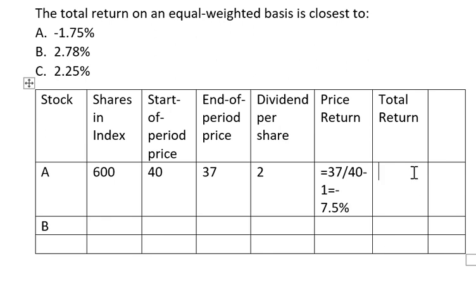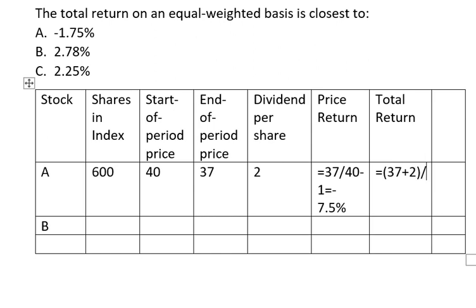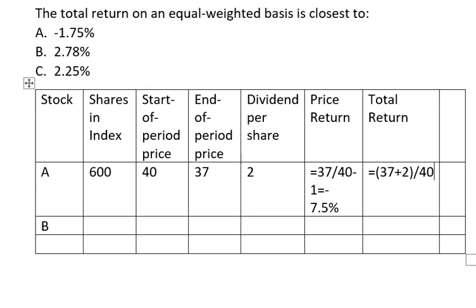The total return is 37 plus 2, divided by 40, minus 1, which equals negative 2.5%.